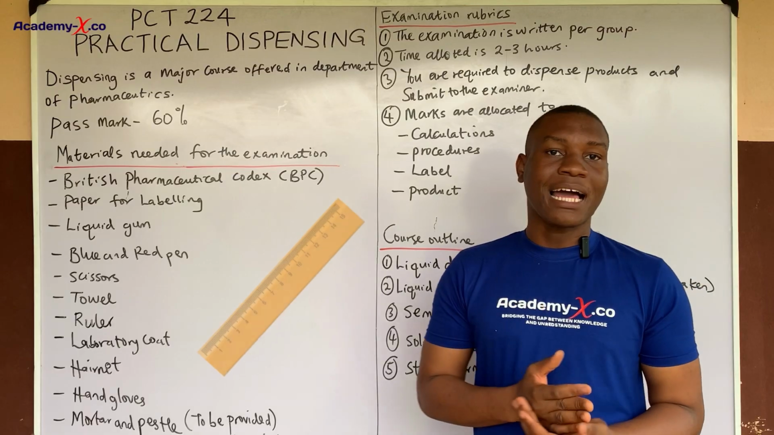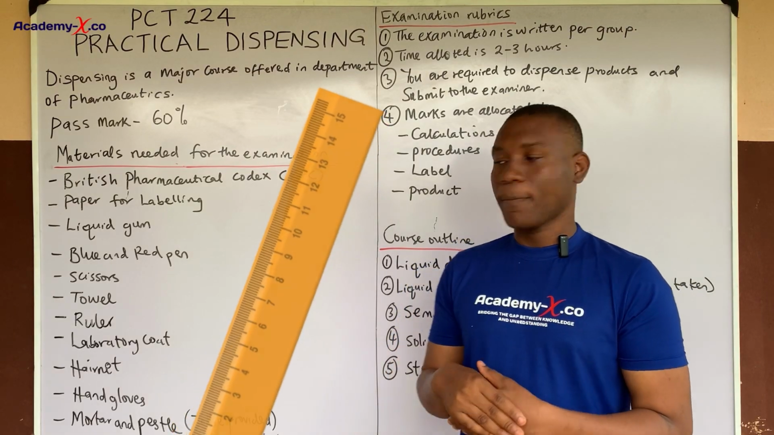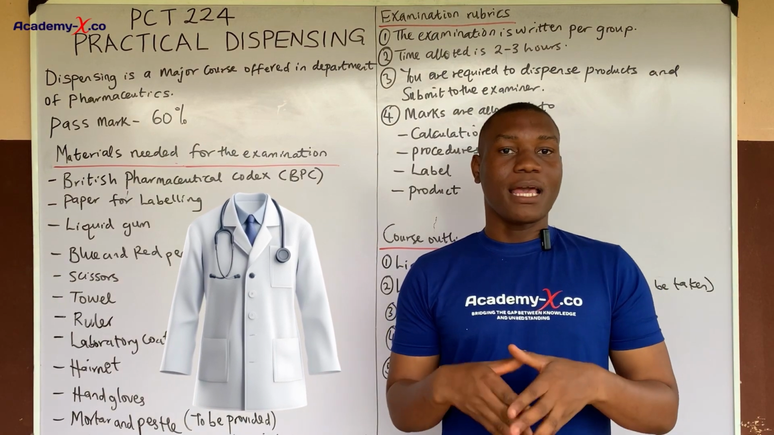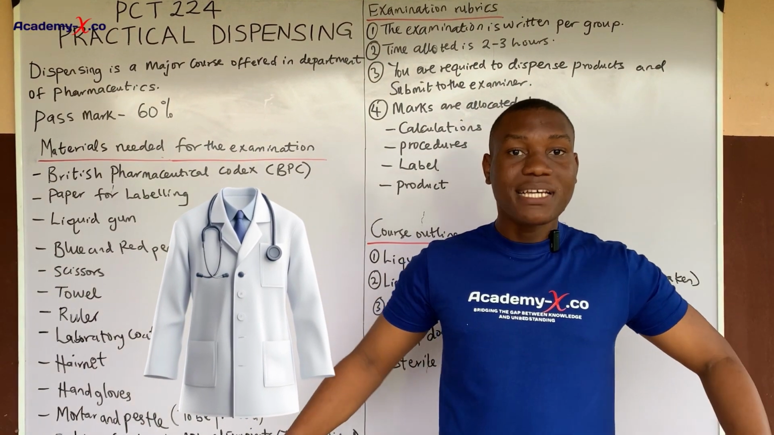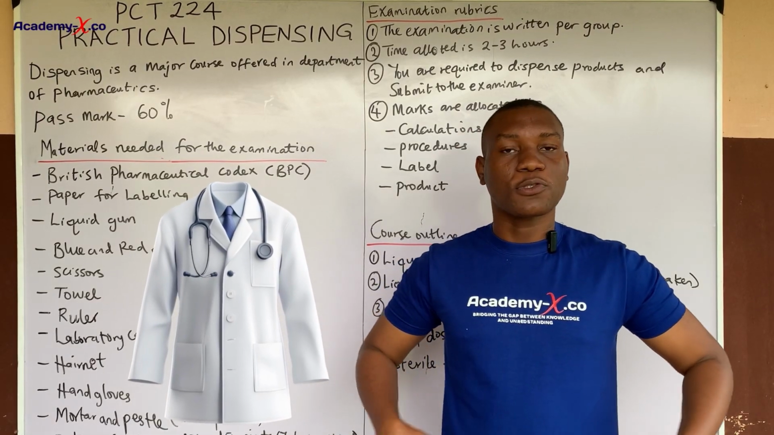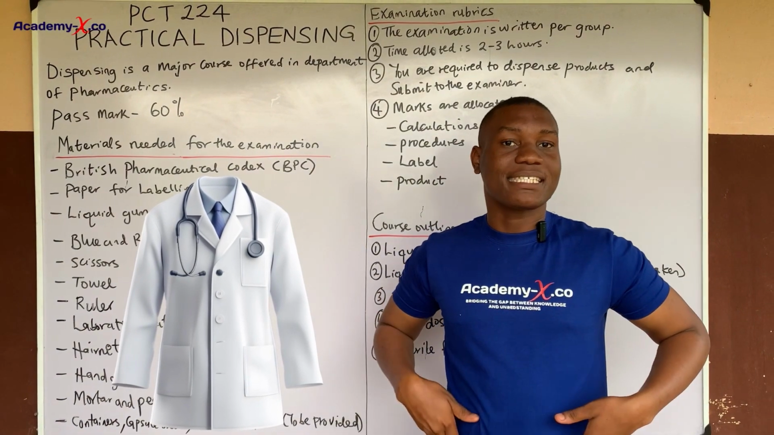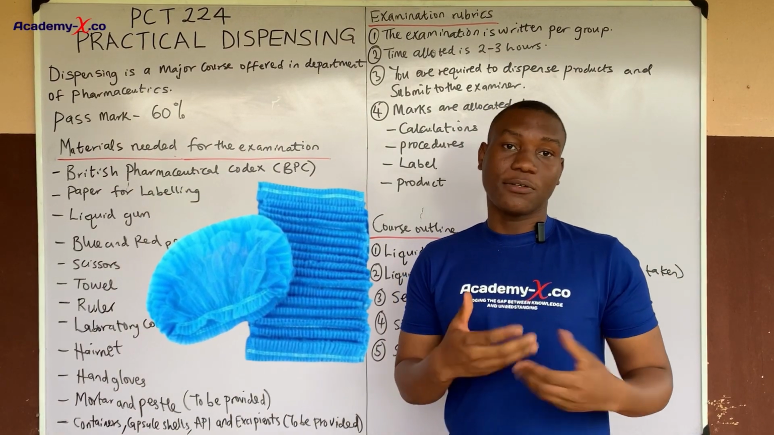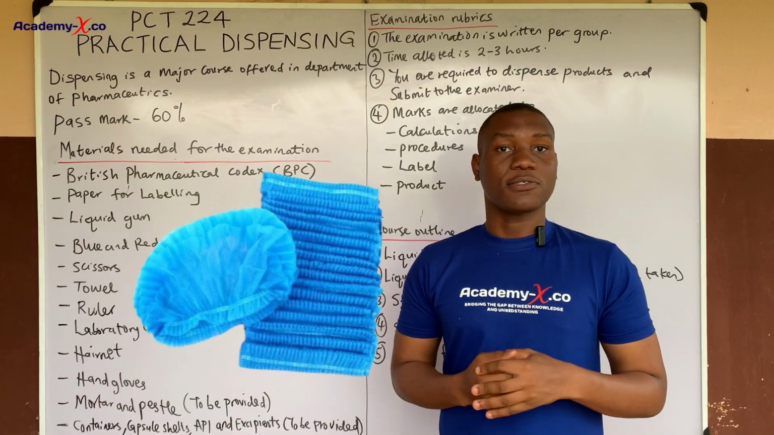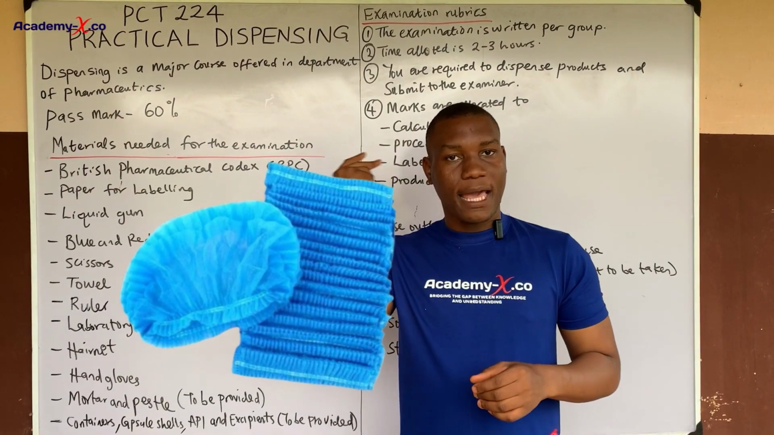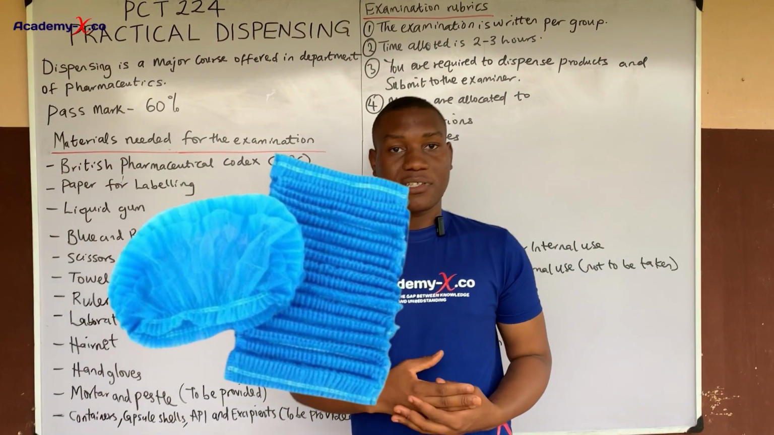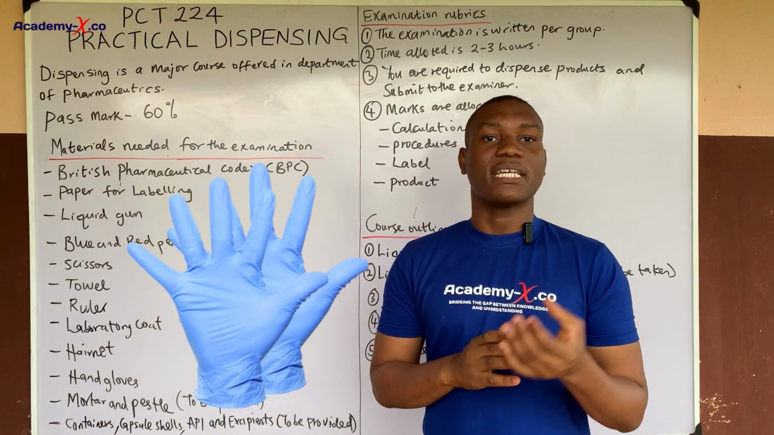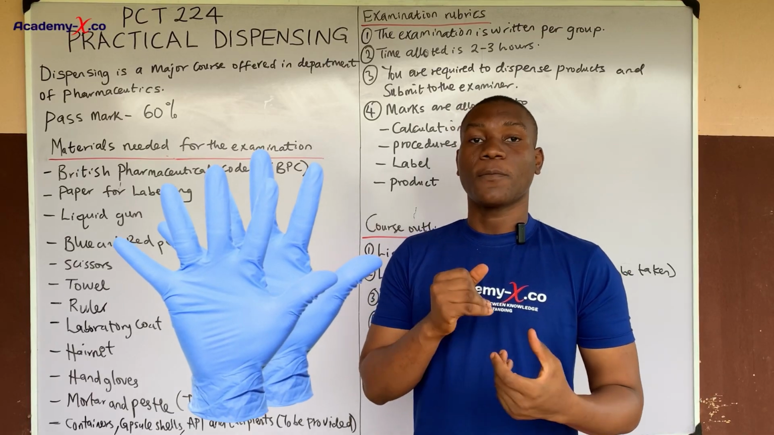We have the ruler for ruling lines on your paper. We have the laboratory coat. Please, as funny as it seems, get a lab coat with big pockets, so that you are able to put all your ingredients and instruments inside them. We have the hairnet for girls. Boys can also wear it, but it is mostly for girls, to cover their hair so that hair particles do not enter any preparation they are doing. We have the hand gloves. You must have hand gloves so that you are able to protect your hand and protect the product from contamination.